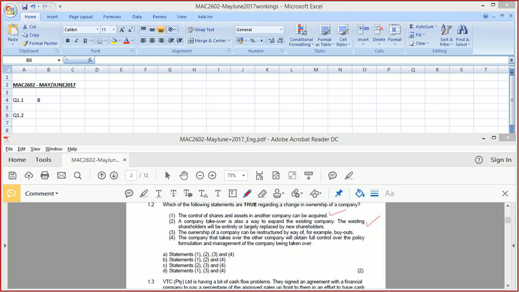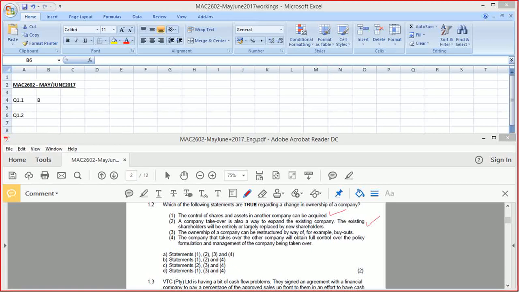Number 4. The company that takes over the other company will obtain full control over the policy formation and management of the company being taken over. That's true. If you're taking over another company, you would have full control of that company in terms of policy, management, and all of that. So just number 3, we just need to double check.